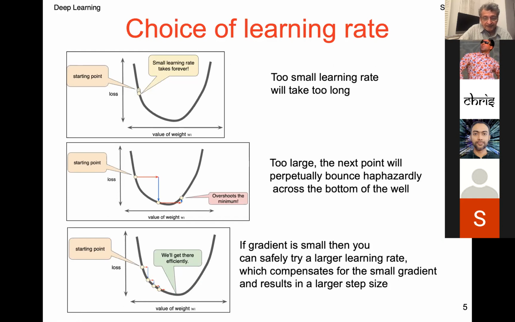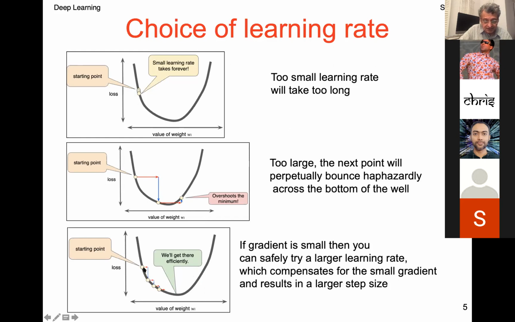And if you choose it too large, it keeps jumping from here to here to here, and it jumps over the minimum and ends up over here, overshoots the minimum. So it can keep on overshooting if you choose a large learning rate. So the small learning rate is taking a long time. If gradient is small, then you can safely try a larger one.